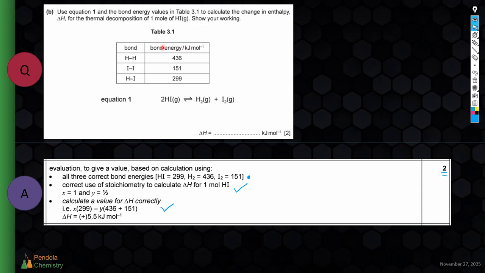Should it be negative? For example, this is a decomposition reaction. It's thermal decomposition, meaning we're heating this thing up. So it makes sense for our answer to be positive. Whereas if there's a combustion reaction, it will not make sense for it to be positive. So use that kind of knowledge, use that kind of critical thinking to double check. Not necessarily the number itself, because that is going to be harder to do, but the signs in your answers.